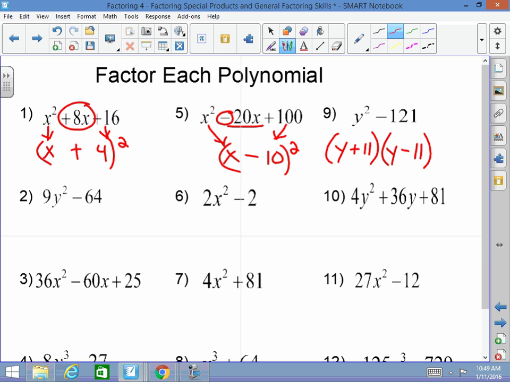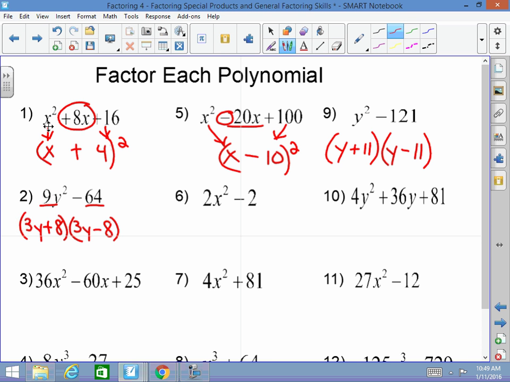I've got a perfect square, 9y squared, minus a perfect square of 64. That's a difference of squares. So square root of the first term, 3y, plus square root of the second term, 8, times square root of the first term, 3y, minus square root of the second term, 8. Difference of squares. I'm done. Perfect.